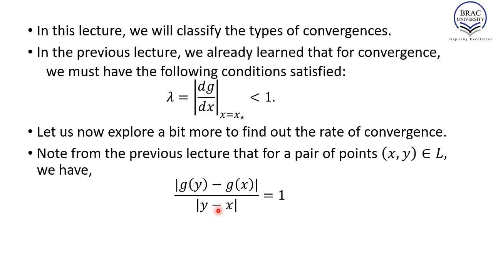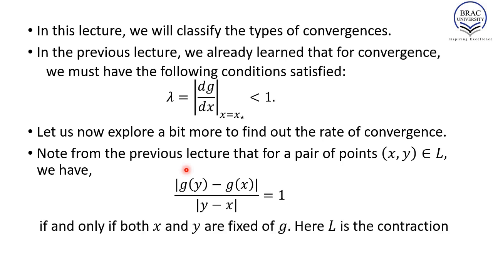If it is the fixed point, by definition the mapping cannot contract any further. It is already the fixed point, so that's why the distance remains the same. As a result, the ratio becomes 1. So this is true if and only if both x and y are fixed points of g, and L is of course the contraction length.